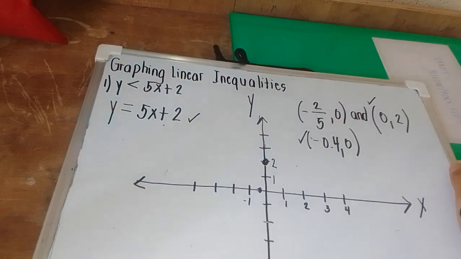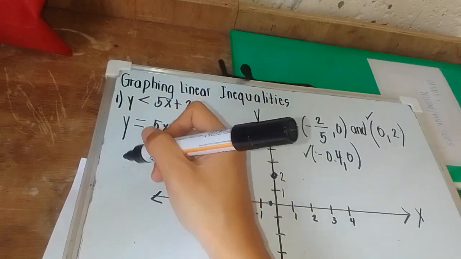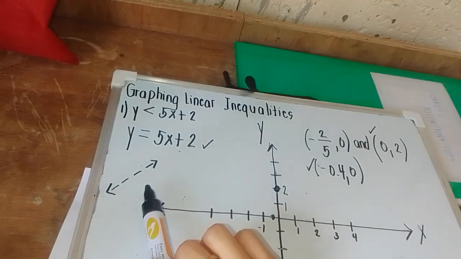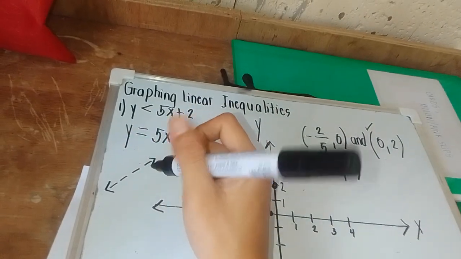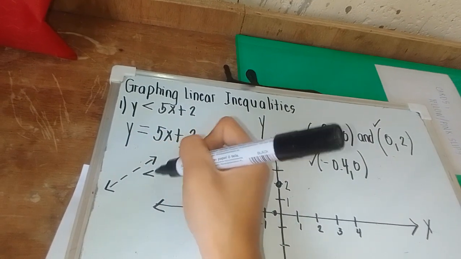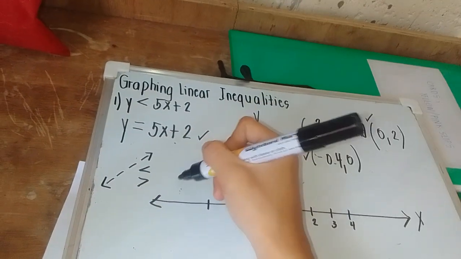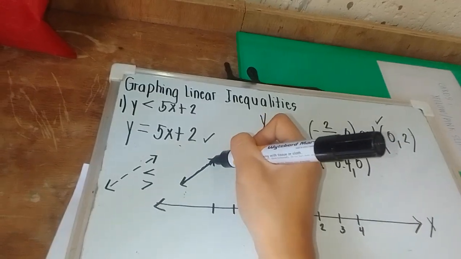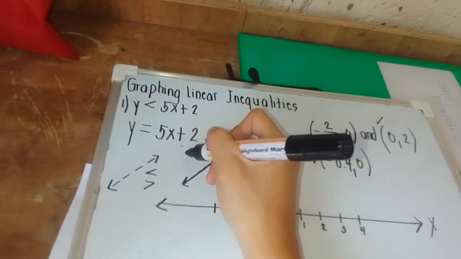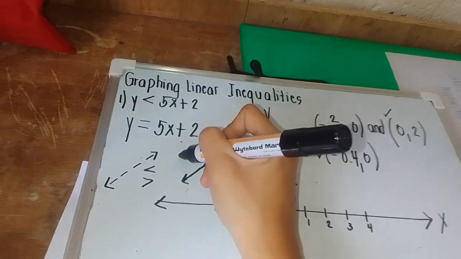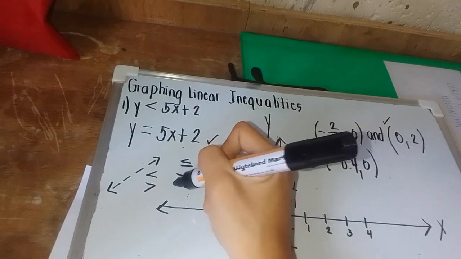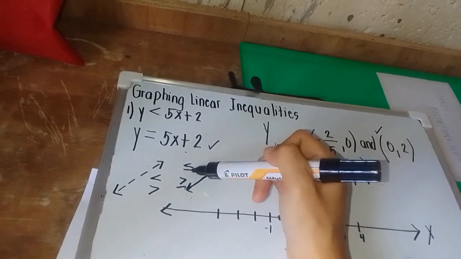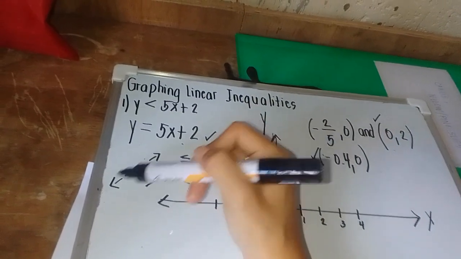Remember, in connecting the points, there are two cases. It is a dash or broken line if the inequality symbol or sign used in the given has no equal to, say for example, less than or greater than. It is a solid line if there is an equal to below, say for example, the symbol used is less than or equal to, or greater than or equal to. That means there is an equal to. Again, if there is a line below, it is a solid line. If there is no line below, that means it is a broken line.